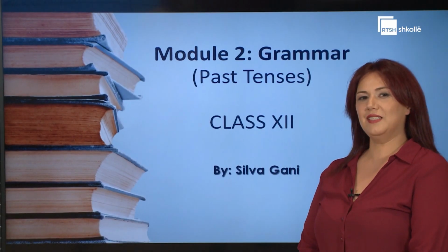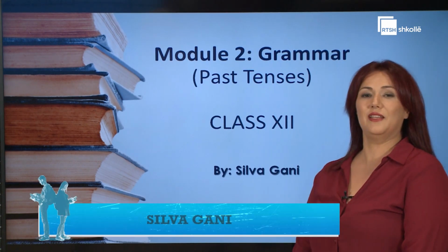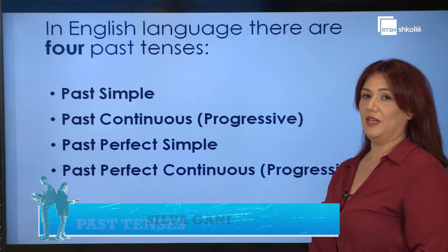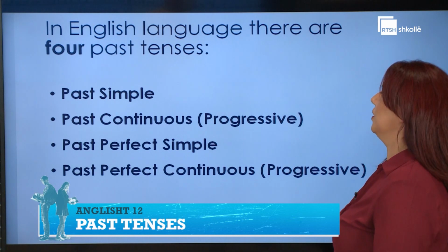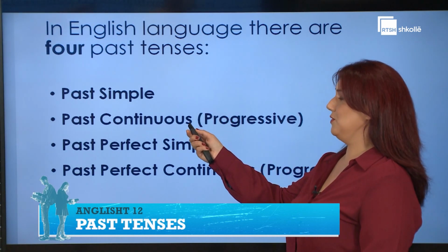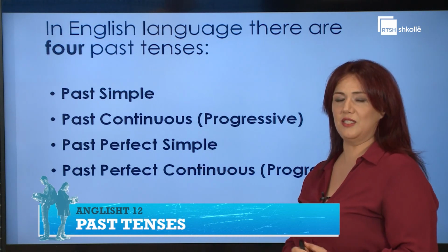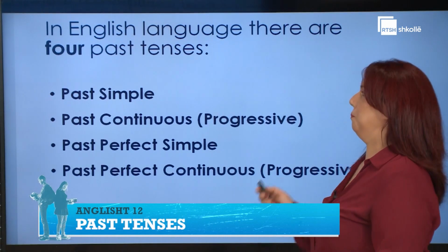Hello everyone! In today's lesson, we're going to deal with grammar, and more exactly, the past tenses. Now, in the English language, there are four main past tenses, and they are past simple, past continuous or progressive, past perfect simple, and the past perfect continuous. Let's enter into detail and explain each of them.